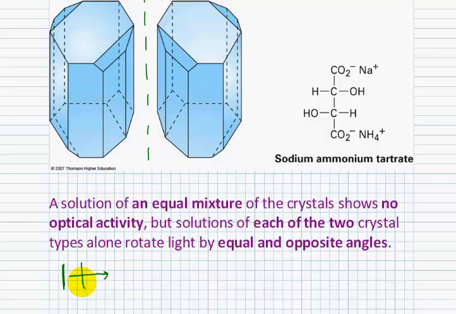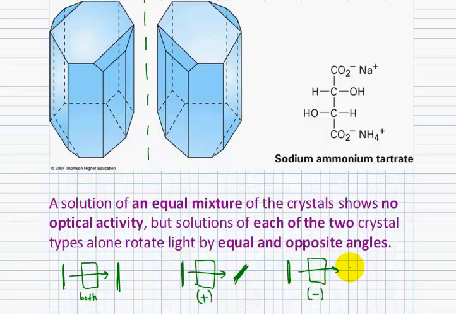If I have a solution of both, light does not rotate at all. But if I have a solution of one, say the plus enantiomer, light will rotate a little bit in one direction. If I have a solution of the other, that's going through the sample, light will rotate the other direction. Okay? But an equal mixture of both will not cause light to rotate at all.